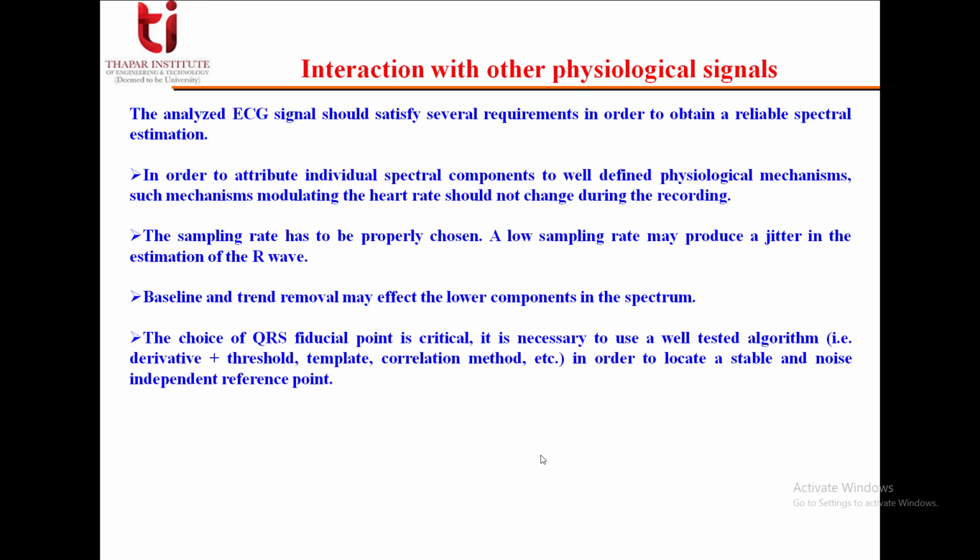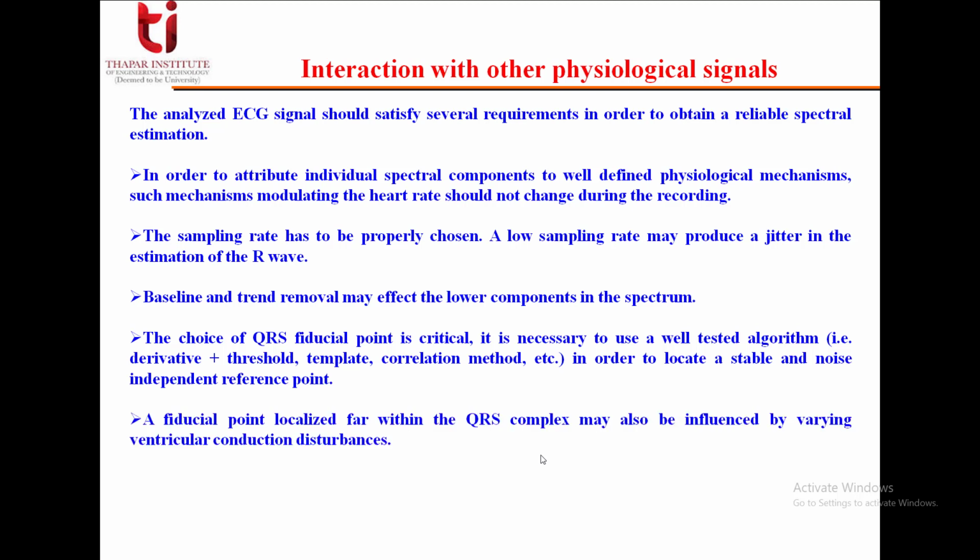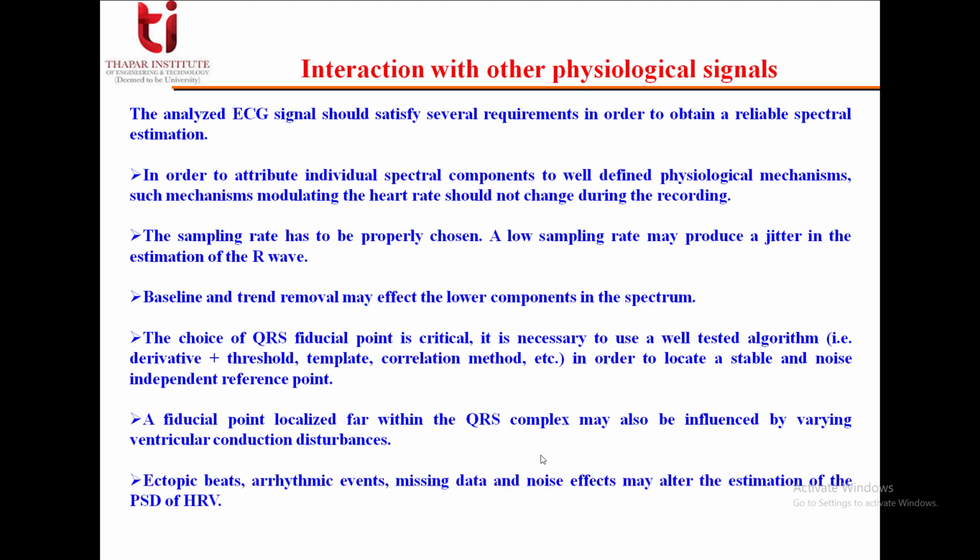The choice of QRS fiducial point is critical. It is necessary to use a well-tested algorithm, that is, derivative plus threshold, template matching, correlation method, etc., in order to locate a stable and noise-independent reference point. We have seen various methods for detection of QRS complexes, so we can use the appropriate method. A fiducial point localized far within the QRS complex may also be influenced by varying ventricular conduction disturbances.